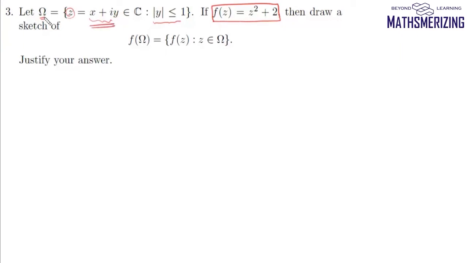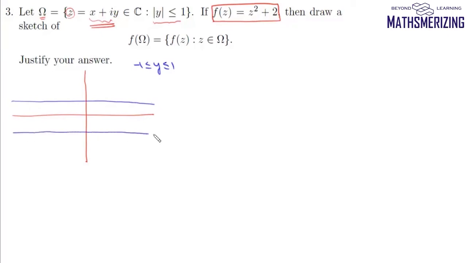Now first we'll look at input values. Now this sigma contains all the values of x and y such that |y| is less than or equal to 1. So when |y| is less than or equal to 1, it means the value of y should lie between -1 and +1. So its domain space is within these two lines, which are y = 1 and y = -1.